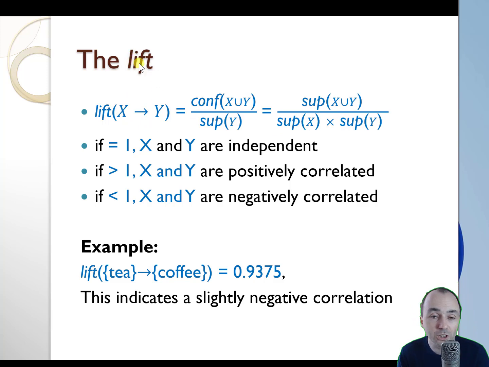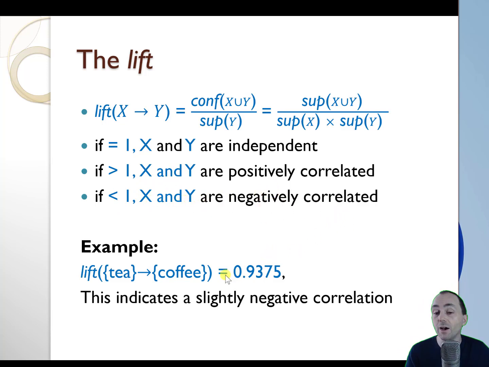So this measure called the lift is very popular. And if it is 1, then x and y are independent, meaning there's no relationship between x and y. And if the lift is more than 1, it means x and y have a positive correlation. So that means if you drink tea, you are likely to drink coffee. And if it is less than 1, x and y are negatively correlated.